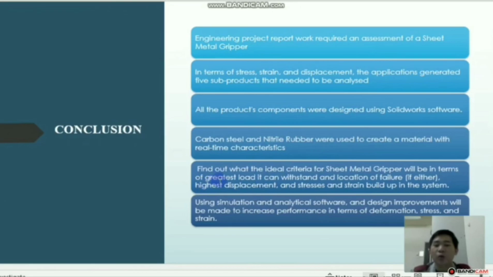And we also find out what the ideal criteria for the sheet metal gripper will be in terms of the greatest load it can withstand and the location of the failure, either high displacement and stresses, and also the strain built up in the system. And then using simulation and analytical software, a design improvement will be made to increase performance in terms of deformation, stress, and strain.